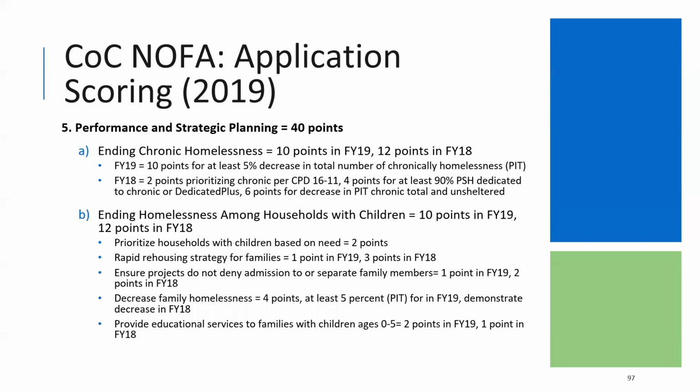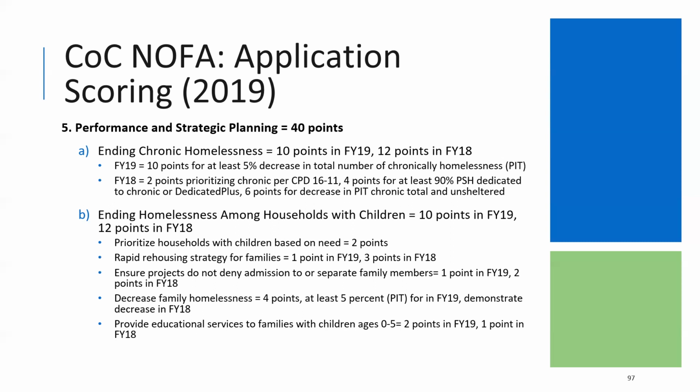In terms of performance and strategic planning, HUD wants to know what your strategies have been to end chronic homelessness. First of all, what does the data say? Have you been seeing a decrease in the number of folks who are experiencing chronic homelessness according to your PIT count? HUD wants to see what's happening about ending homelessness among households with children. So are you prioritizing households with children based on need? What is your strategy for rehousing for families experiencing homelessness?